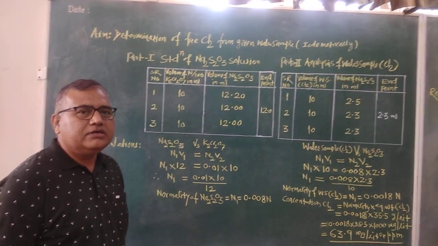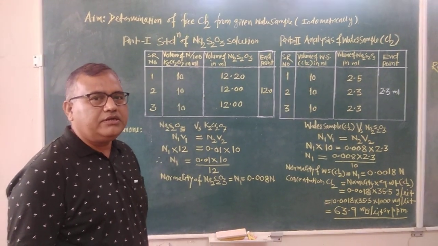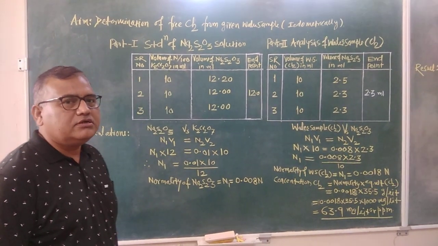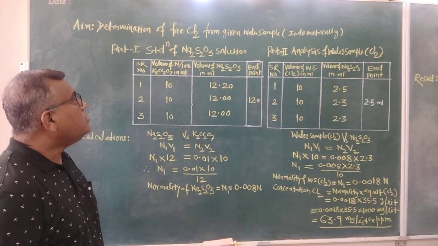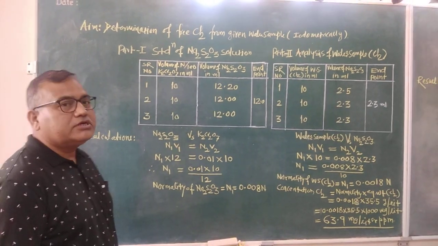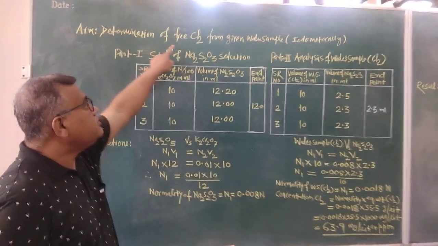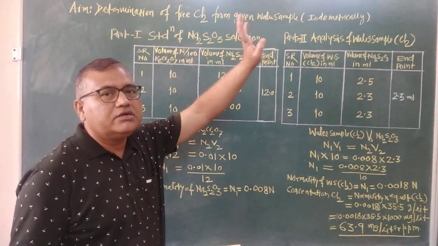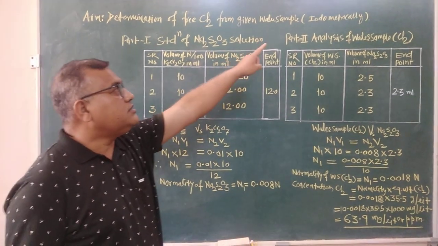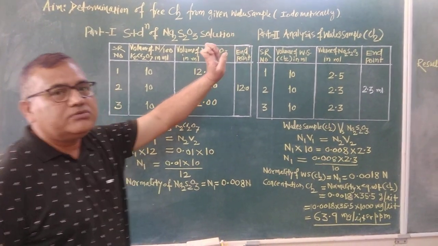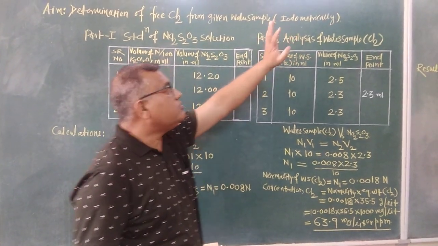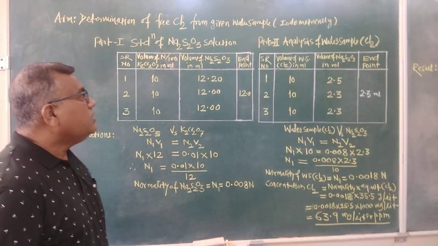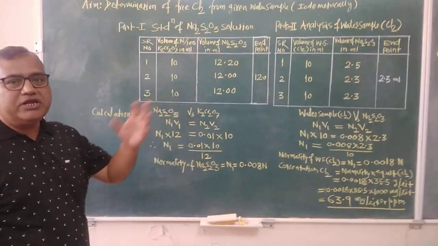As I have explained to you the aim, apparatus, theory and procedure for the experiment, determination of free chlorine from the given water sample, the type of titration involved in this experiment is iodometry. So it is also called iodometrical. Everything is explained to you now.